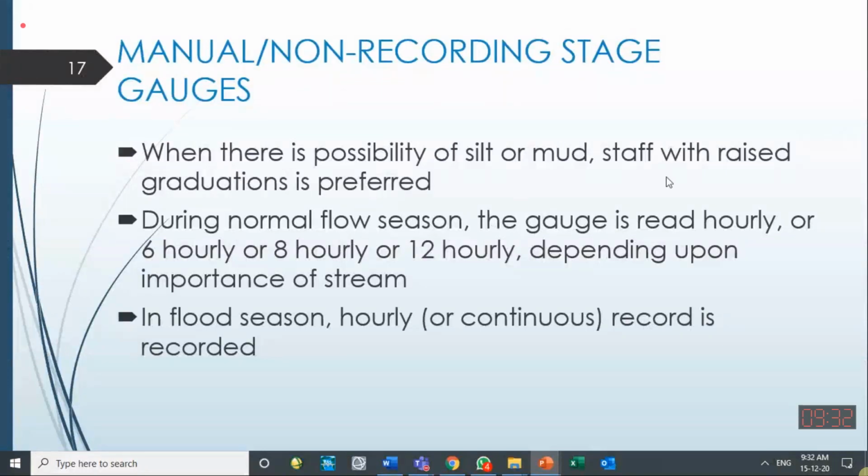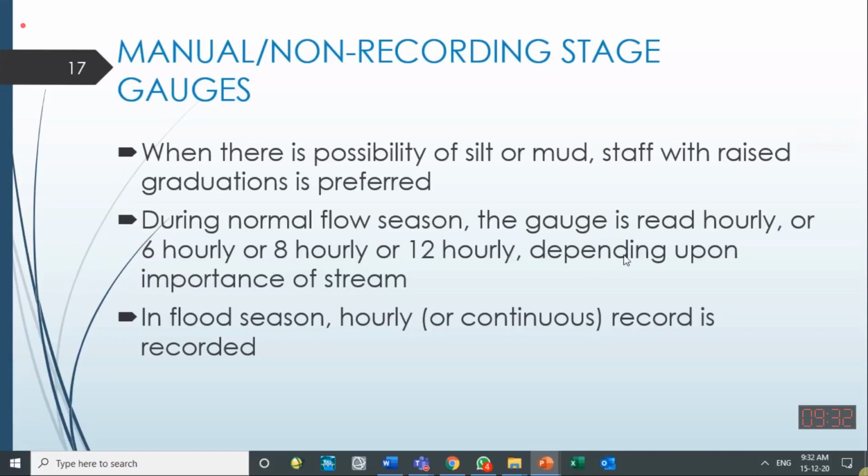When there is a possibility of silt or mud, you have seen that you can mark the line on any surface, but a staff with a raised graduation, which we call a beveled staff, should be used. It should have raised graduation on it so that even if it is muddy over there, we can still feel what the water level is.